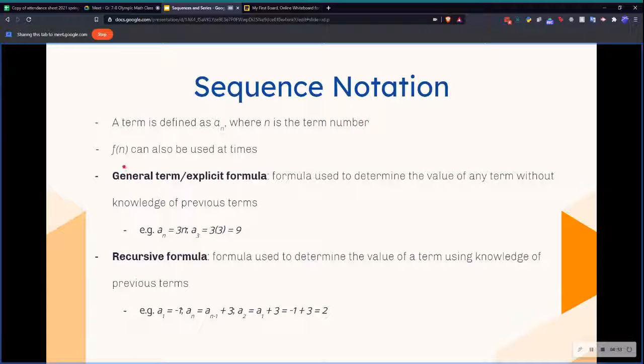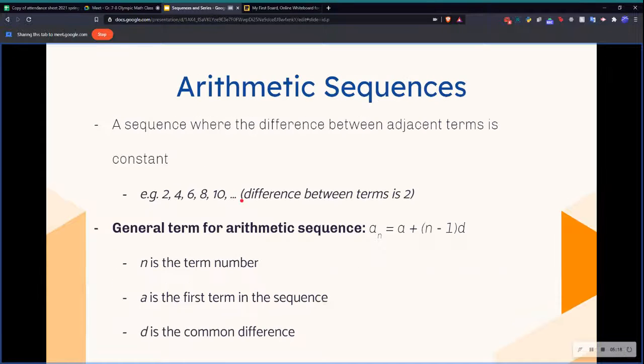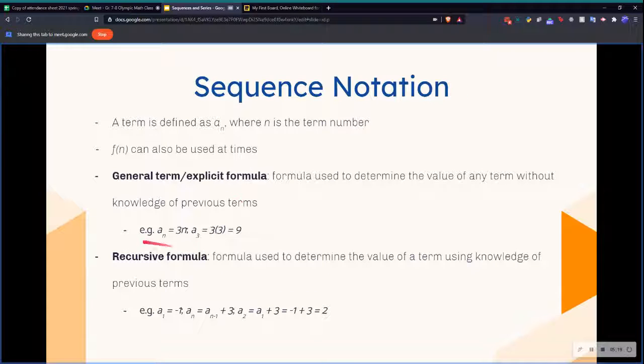So now let's look at some other terms, other definitions, some new ones you probably don't know about. So what's the general term or explicit formula? You can call it by any of these, but I think we usually use general term more often. So what does this mean? This is a formula that's used to determine the value of any term without knowledge of previous terms or any other terms.